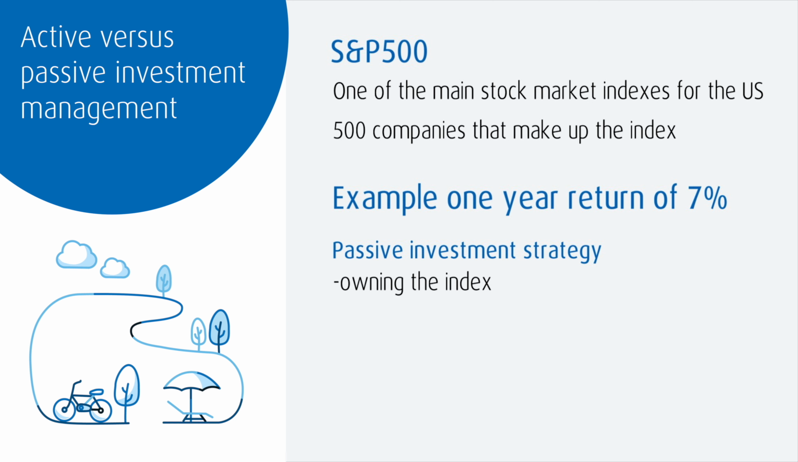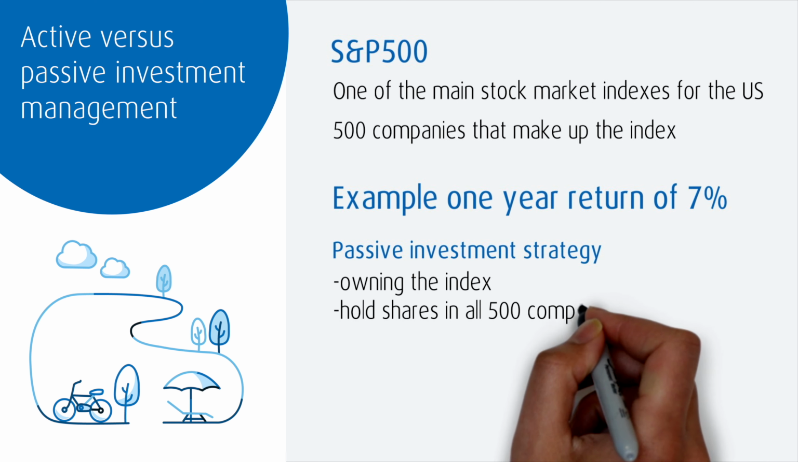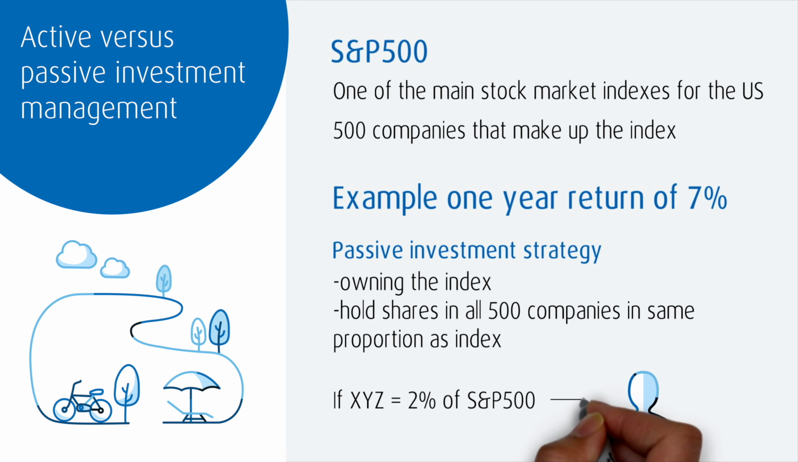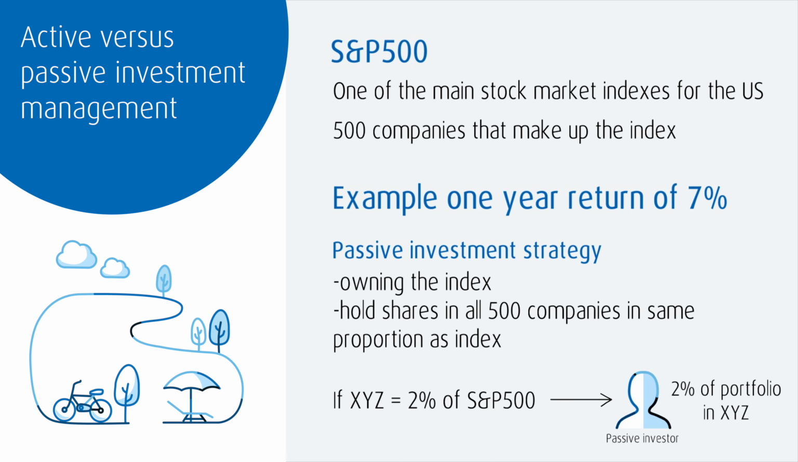That means the investor would hold shares in all 500 companies in the same proportion that they are weighted in the index. So for example, if company XYZ was 2% of the S&P 500 index, then the passive investor would hold 2% of their portfolio in company XYZ as well.